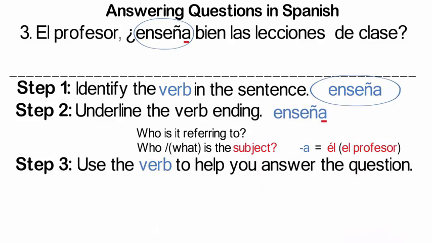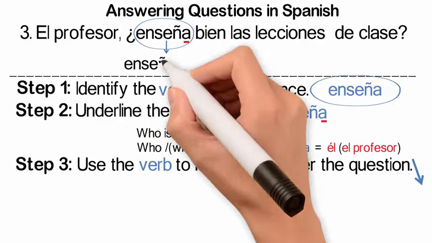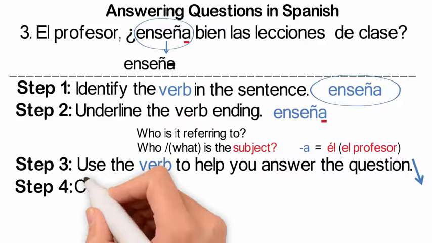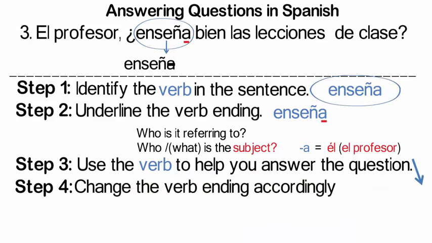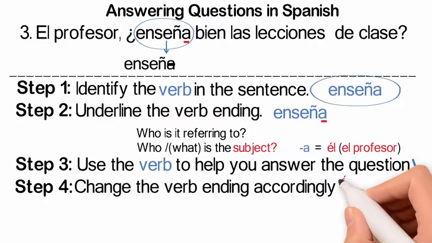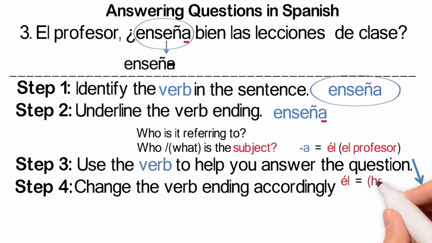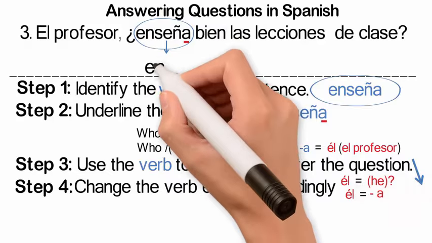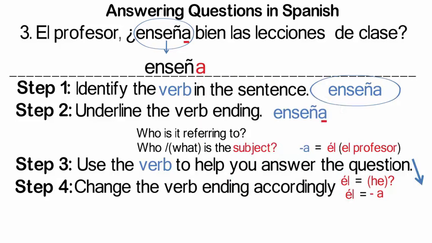And in step 3, you use the verb in the question to help you answer the question. Bring down and rewrite the verb from the question, enseña. In step 4, you can change the verb ending accordingly. Here, the question is asking about how he teaches, el profesor, with the verb ending a. The answer will also have the a verb ending as well, as you'll be answering with he teaches, enseña.